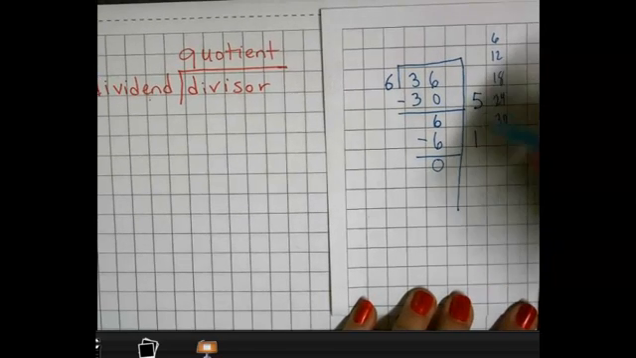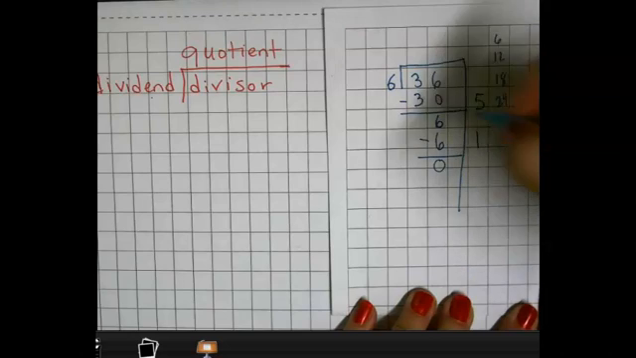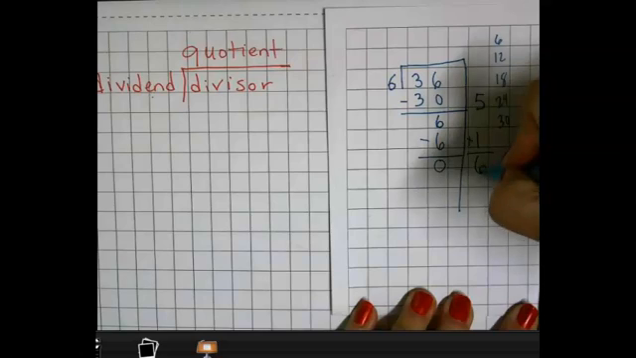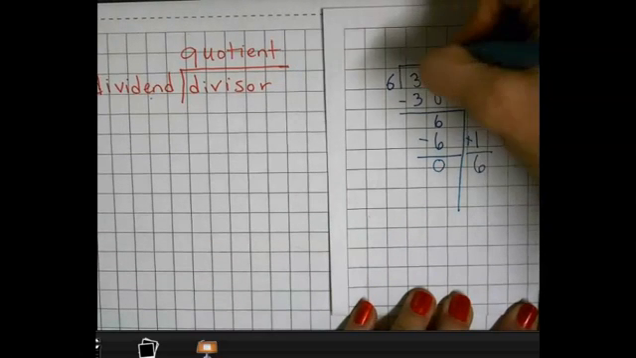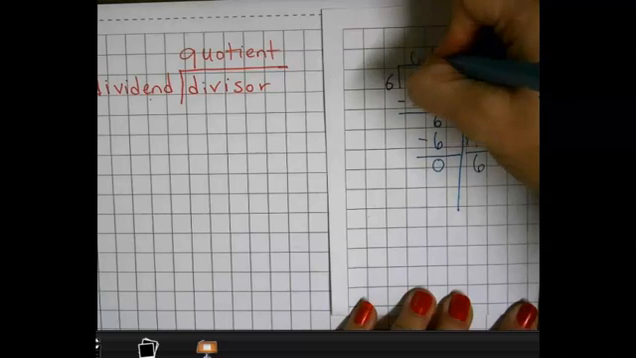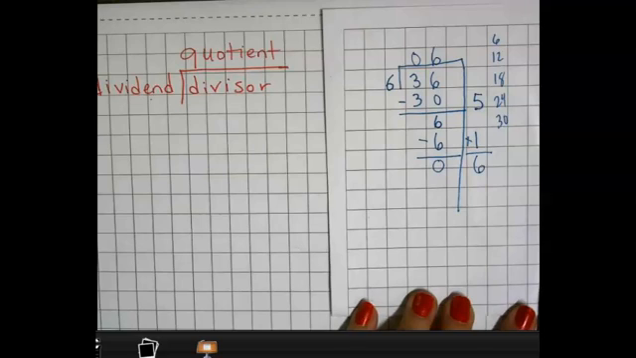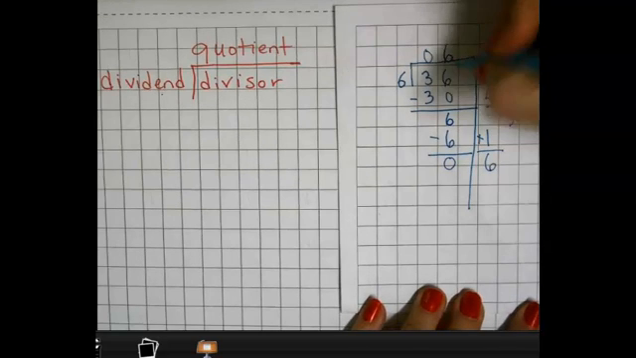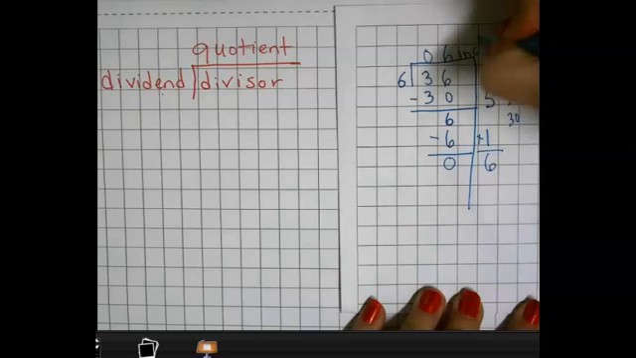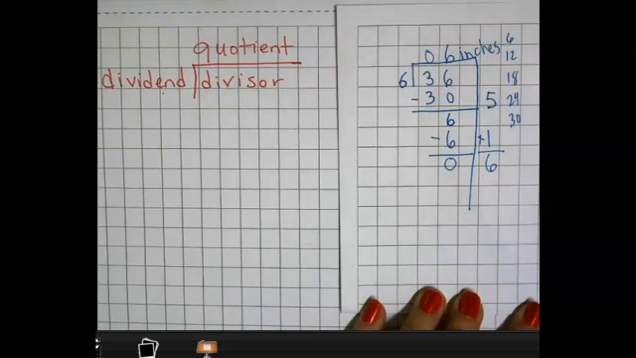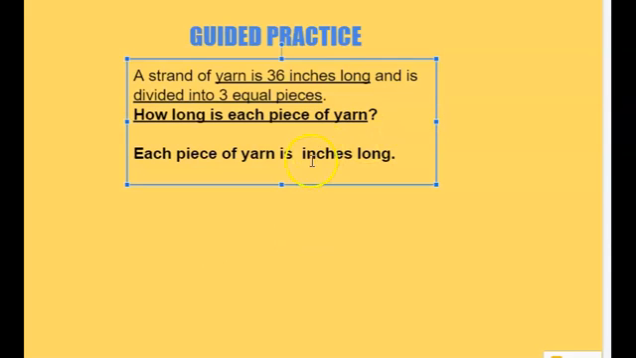So now I'm just going to add up these 2 numbers on the side here. I'm going to add the 5 plus 1, which gives me 6. And I would have a 0 here. Six inches. All right, let's fill in our complete sentence. Each piece of yarn is 6 inches long.